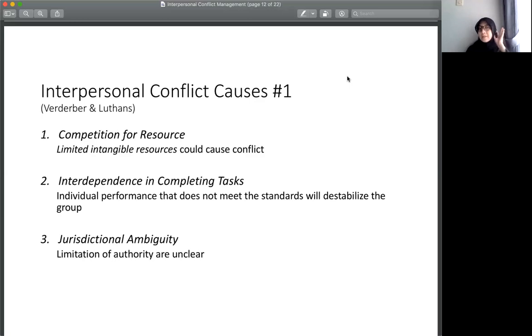The second one is interdependence in completing tasks. It is happening when one of your teammates, teman kelompok, does not contribute well in the group tasks. The third one is jurisdictional ambiguity. It is related to policy conflict when the authorities, one with another, have no limitation of authority. Nah, misalnya ada beberapa badan pemerintahan yang mempermasalahkan sesuatu. Padahal di sini mereka satu sama lain tidak punya batasan yang jelas, mana yang masuk kewenangannya, mana yang bukan. Jadi bisa jadi penyebab konflik.